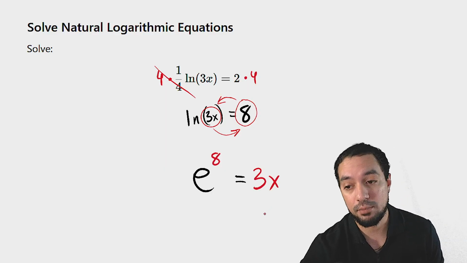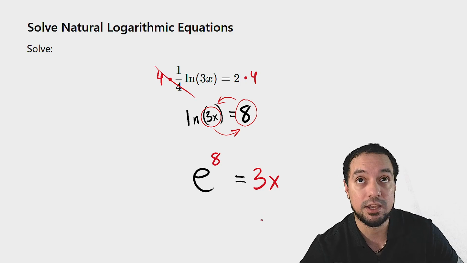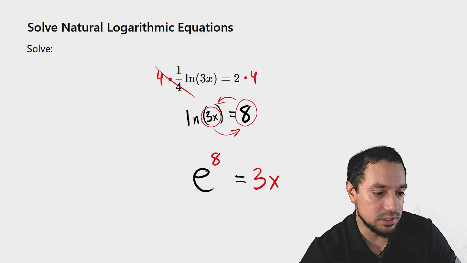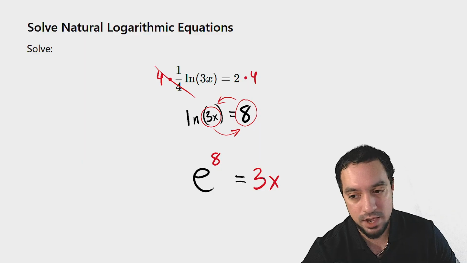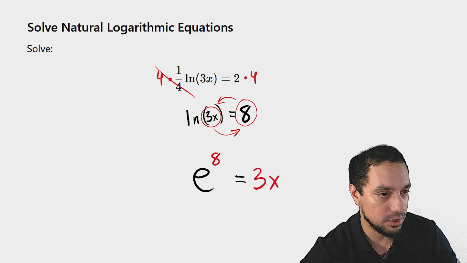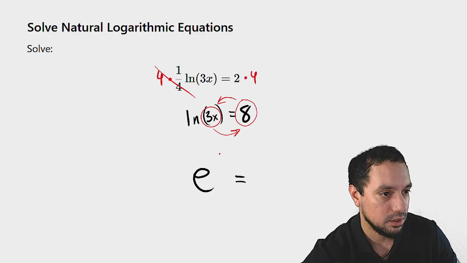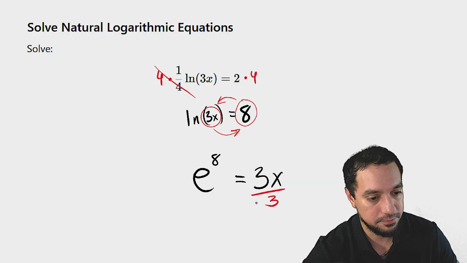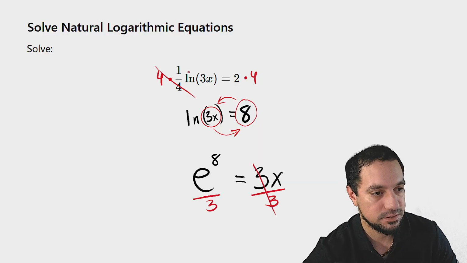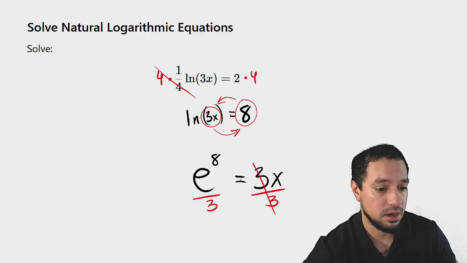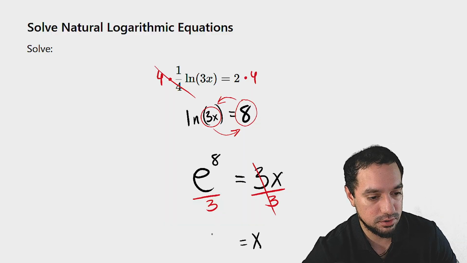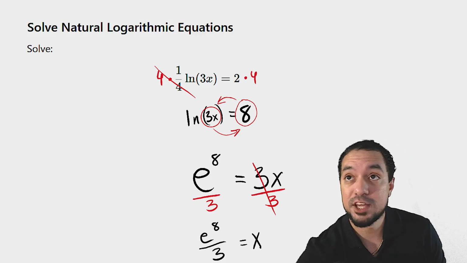All right, from here, I am one step away from getting x alone. I have e to the 8 equals 3 times x. First let me switch to all black ink, that way you can see my algebra steps. And then I'm going to divide both sides by 3. So those cancel, and I get x equals e to the 8 all over 3. All right, and that's my final answer.